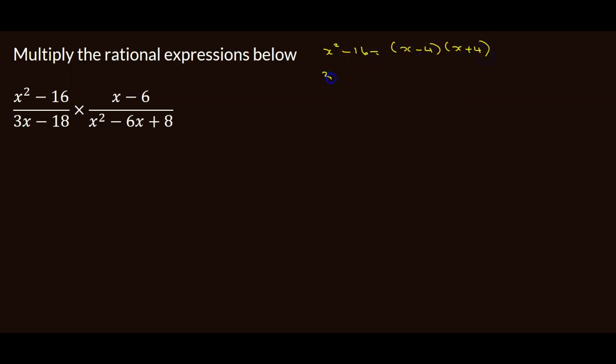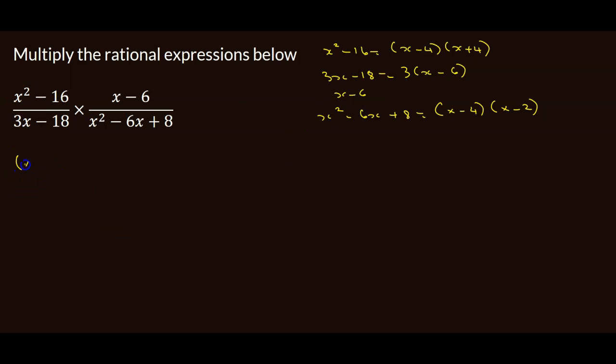And then we have 3x minus 18. So this is going to be 3, and then we have x minus 6. Then we have x minus 6. There's nothing to factor there. And then we have x squared minus 6x plus 8. So this is going to be x minus 4 multiplied by x minus 2. So now we're going to replace these expressions with their factors.